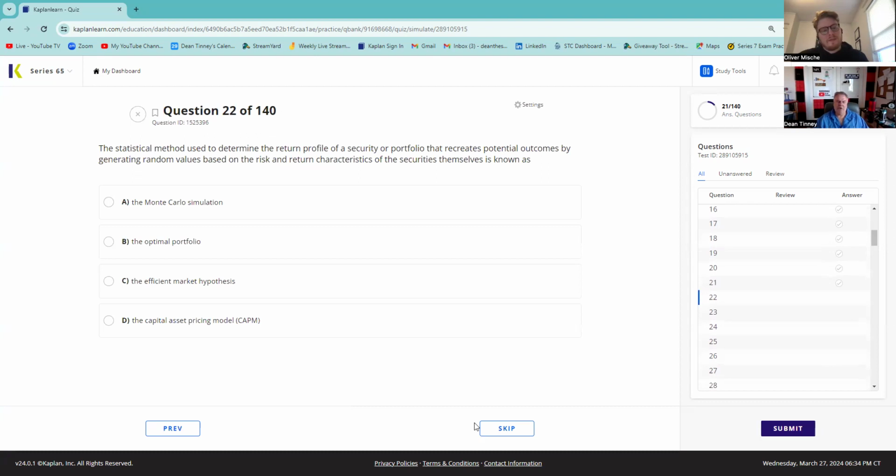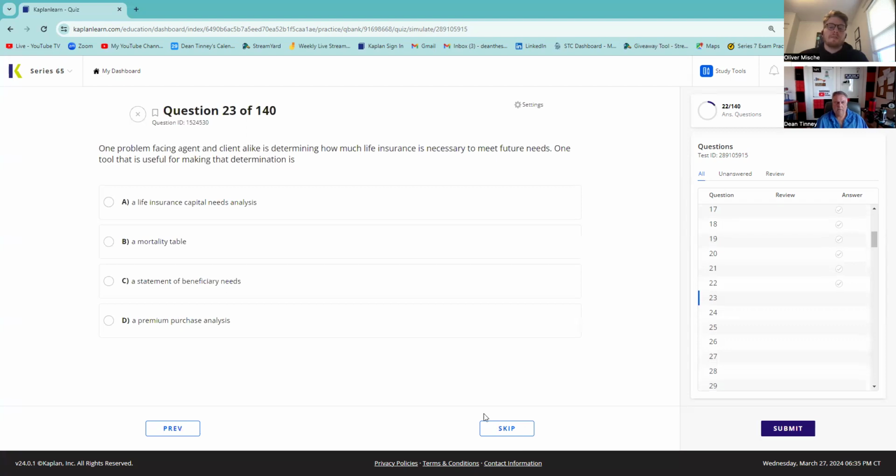Statistical method used to determine the return profile of a security or portfolio that recreates potential outcomes by generating random values based on risk and return. Monte Carlo. Right on. Whenever you hear systems and generating random returns. One problem facing an agent and a client alike is determining how much life insurance is needed to meet future needs. One tool that makes this determination is... that's A.